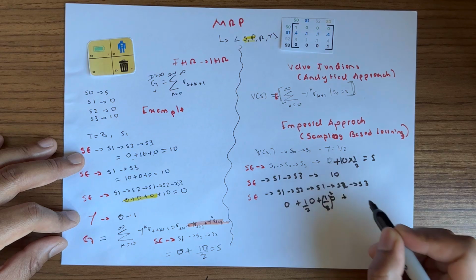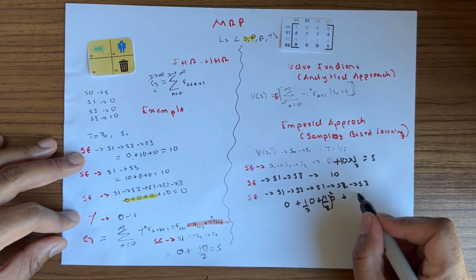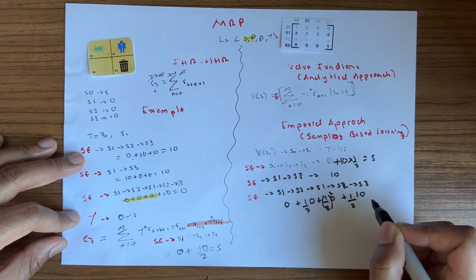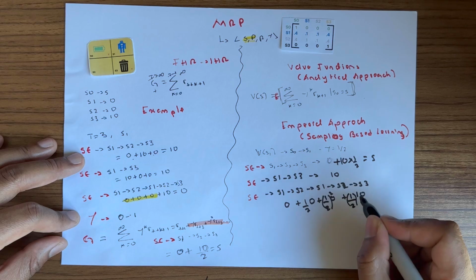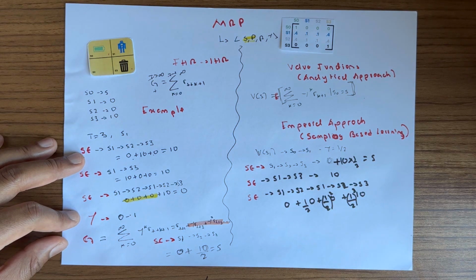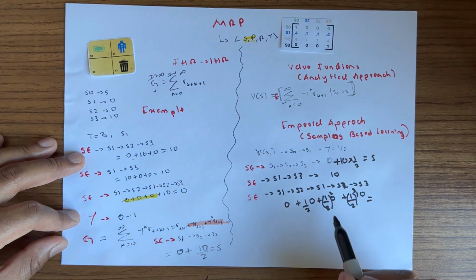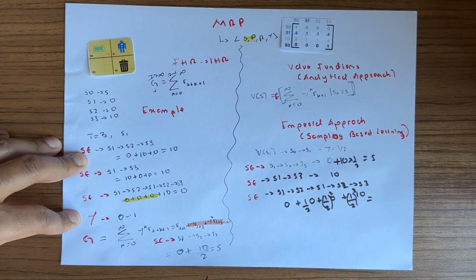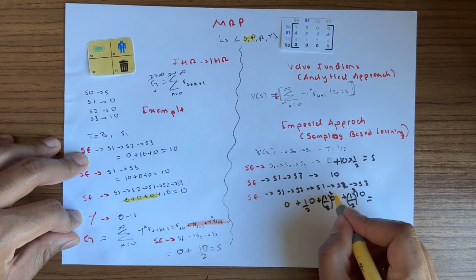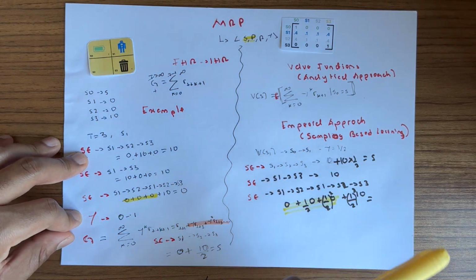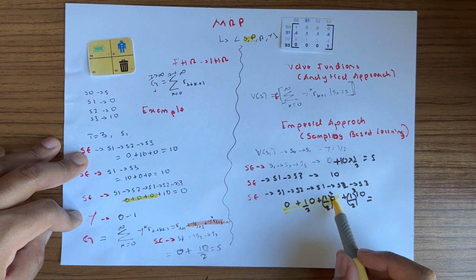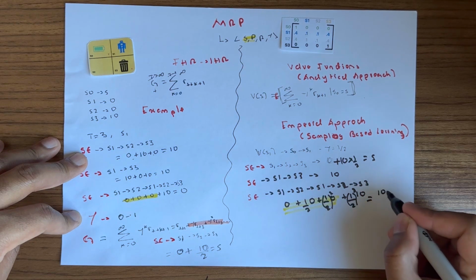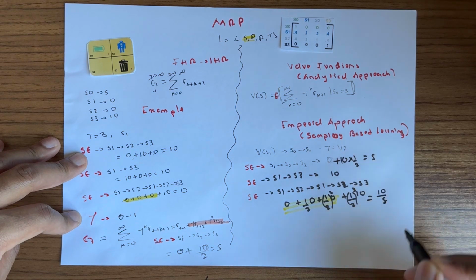Plus from S2 I go to S3. S3 has a reward of 10, but it's also going to be discounted by 1 over 2 to the power 3. Now all of these values are 0, because multiplications by 0 are going to be 0. Now this is going to be just 10 over 8.